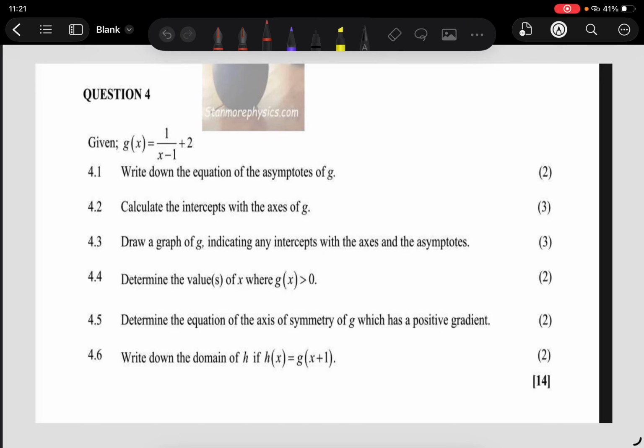Hey brilliant minds, let's turn these function questions into easy marks. Functions are an important part of paper 1 in grade 11 mathematics. They carry a significant number of marks in both the June exams and the final examinations. If you can master functions, you're already setting yourself up for success.